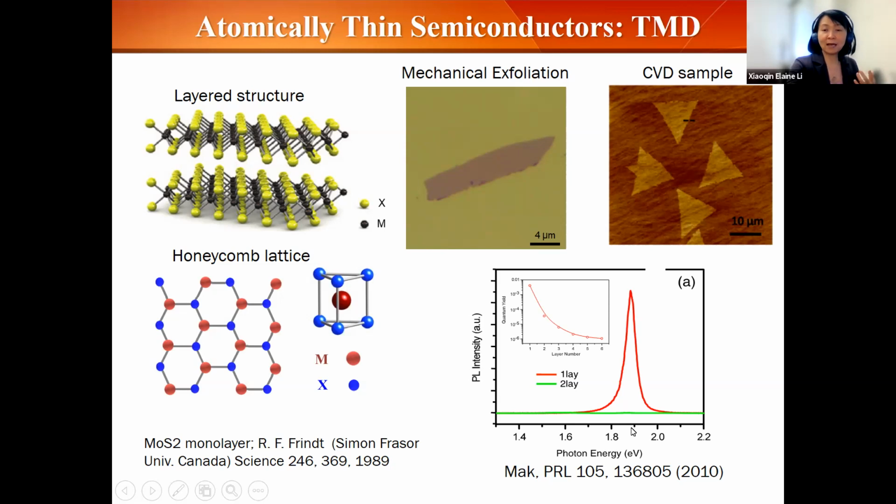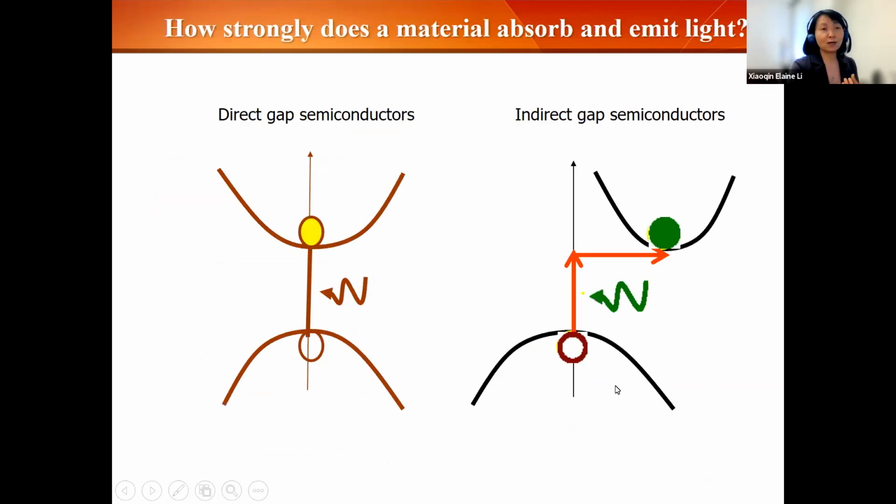The reason for that very dramatic change in optical property is related to their band structure. And I should also say this resonance is what we call exciton resonance. So I'll just give you a minute introduction of what an exciton is. As already mentioned earlier, in a semiconductor, you would have a full valence band and an empty conduction band.